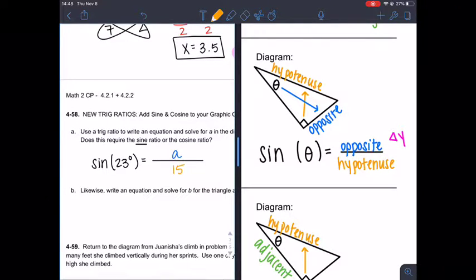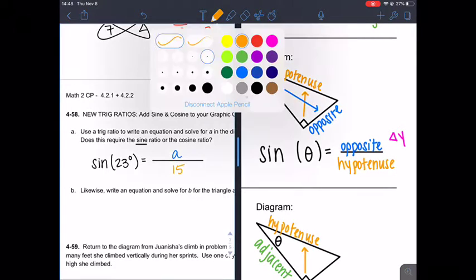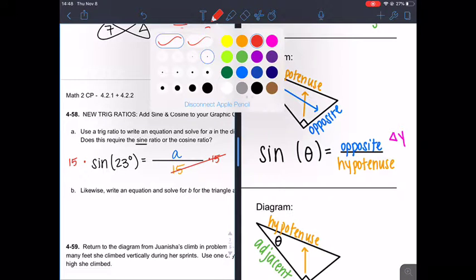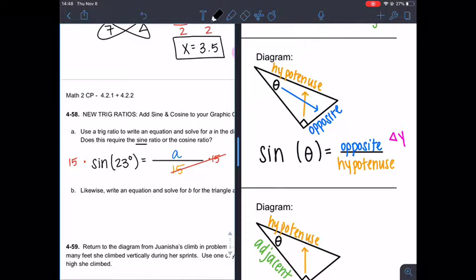Okay, so I would solve this just like I would the tangent ratio. I would get A by itself by multiplying 15 on both sides. That would cancel this 15 out. So now I would have 15 times sine of 23 degrees equals A.